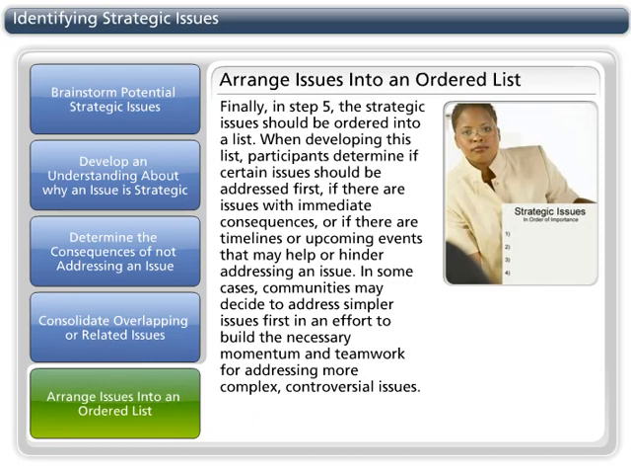Finally, in step 5, the strategic issues should be ordered into a list. When developing this list, participants determine if certain issues should be addressed first, if there are issues with immediate consequences, or if there are timelines or upcoming events that may help or hinder addressing an issue. In some cases, communities may decide to address simpler issues first in an effort to build the necessary momentum and teamwork for addressing more complex, controversial issues.